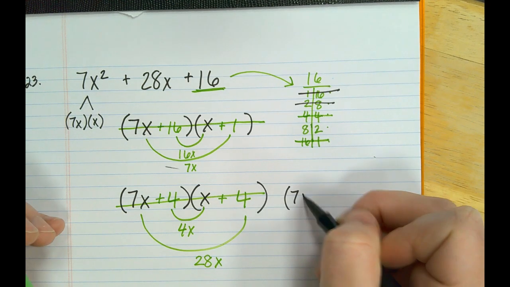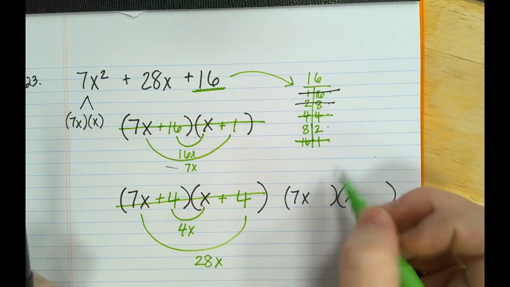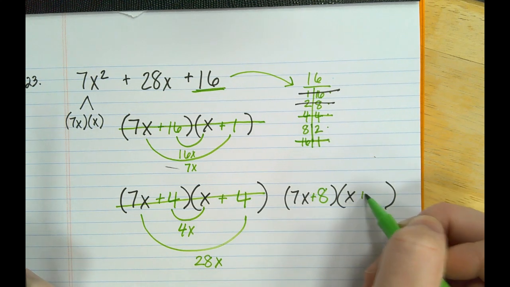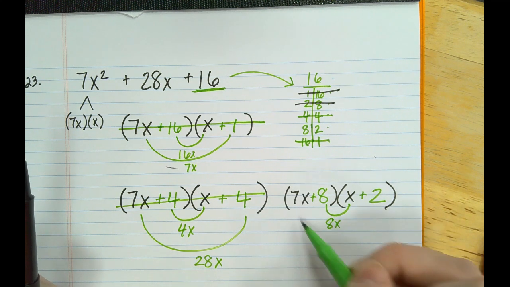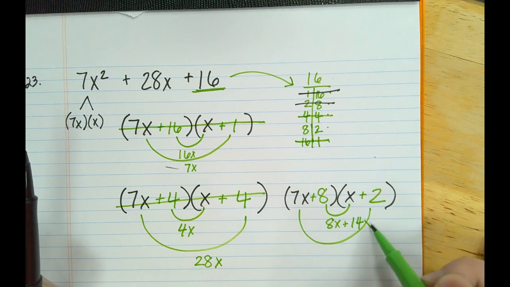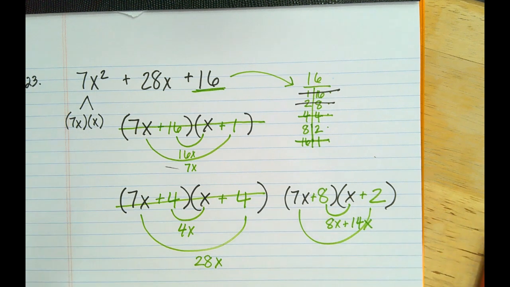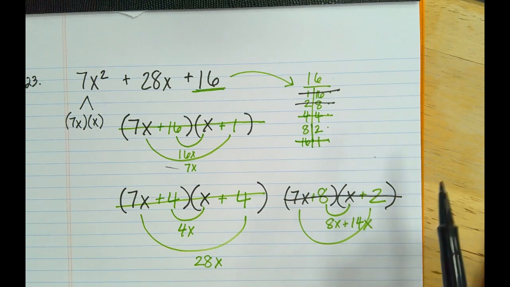So 7x and 8x, 7 times 2 is 14x. 14x plus 8x. Is it not working either? Doesn't work, does it? The answer key is on one with this one. I know. Come on.